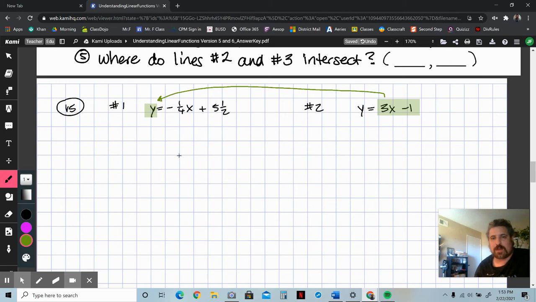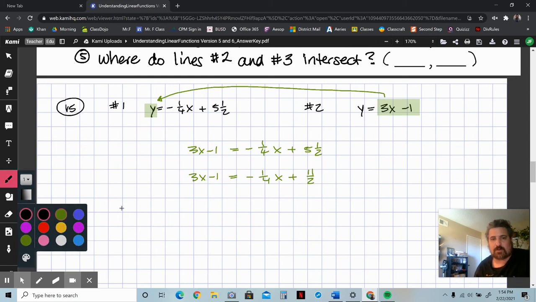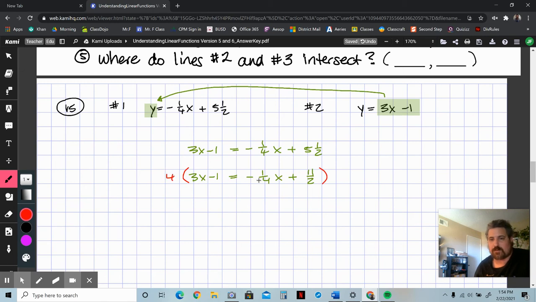So when you do that, you get 3x minus 1 is equal to negative 1/4 x plus 5.5. The nice thing is it only has one variable, so we can solve it. It's going to give us the x location of where they intersect, the x location of the shared ordered pair that's the solution to both lines. Now all we have to do is get rid of the 5.5, so I would change that to 11 halves. You get 3x minus 1 is equal to negative 1/4 x plus 11 halves. Then I would multiply that whole thing by 4, so we can get rid of our fourths and our halves.